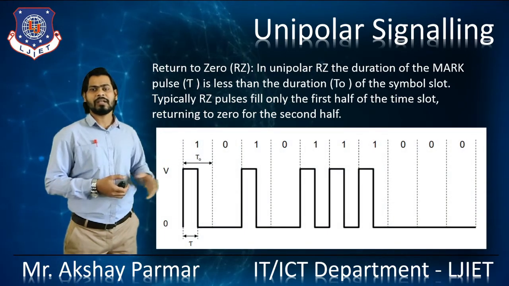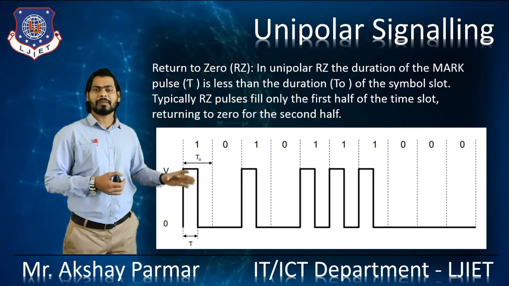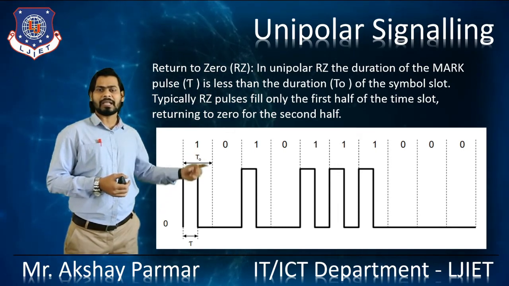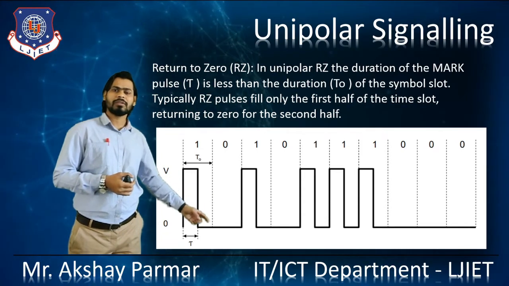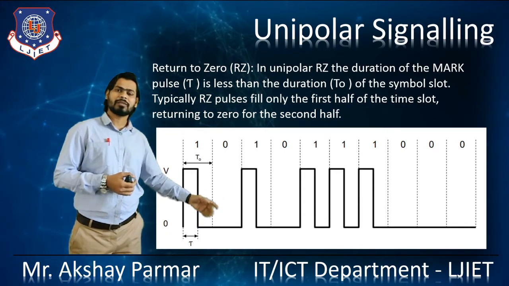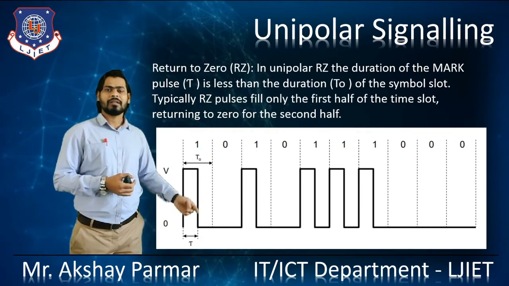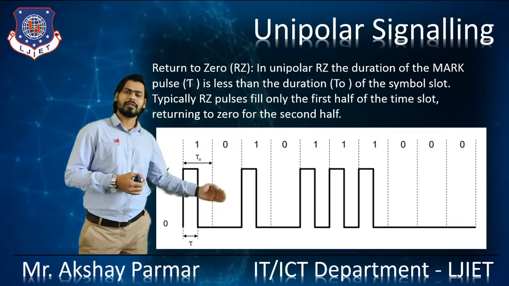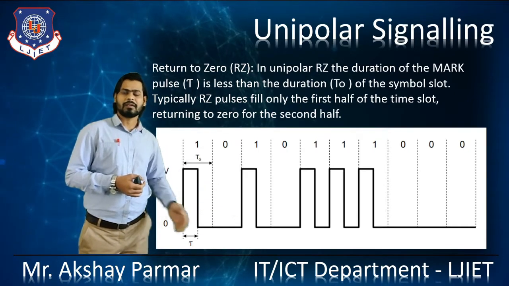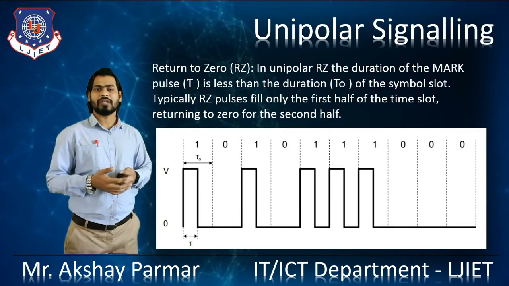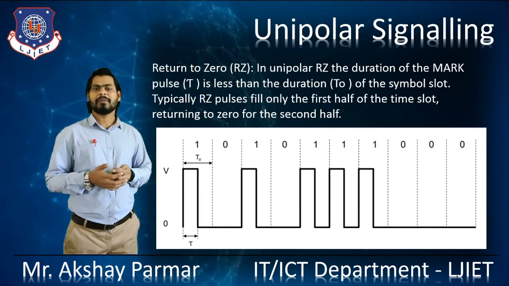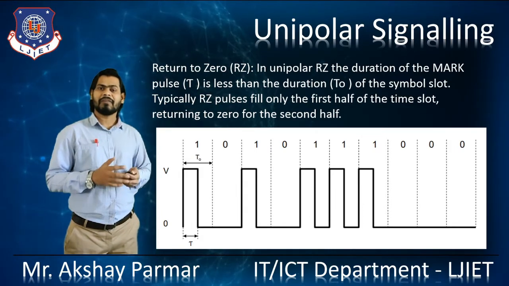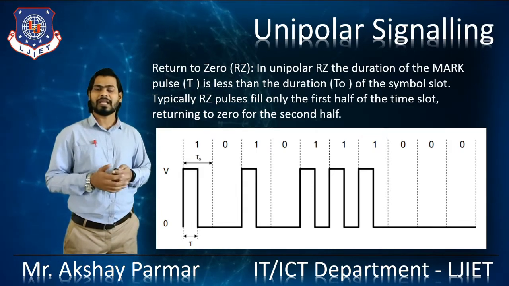So here you can see that the bit is represented in two halves. The first half represents that bit, and the second half will return to the 0 at every bit, right? So here you can see that this bit returns to the 0. After that, in the 0 bit, in the second half, it also returns to the 0, right? So the first half of the time slot represents the bit, and the second half will be returning to the 0.